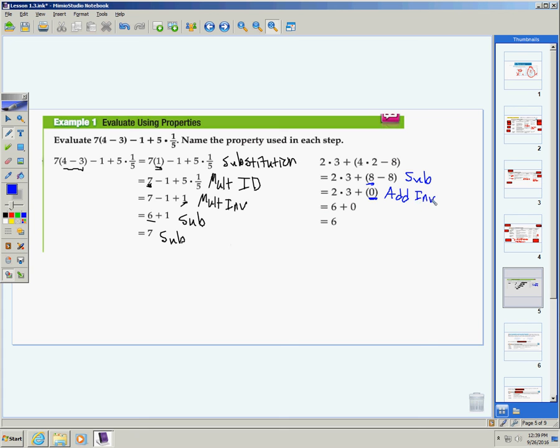And then I have 2 times 3 equals 6, nothing special. That's substitution. And then we have 6 plus 0 equals 6. I'm adding 0 to a number and it stayed the same. That is your additive identity. So not too bad. As long as we have our notes, we can kind of look and see what these properties are and see which ones are used to go from one step to the next.